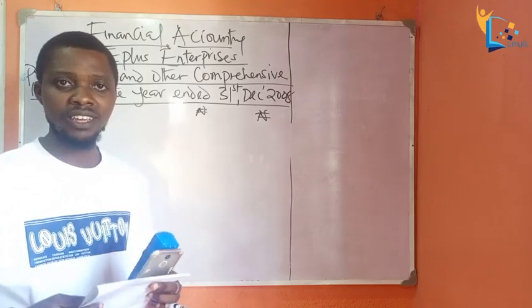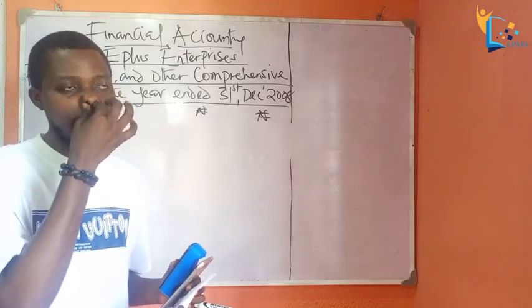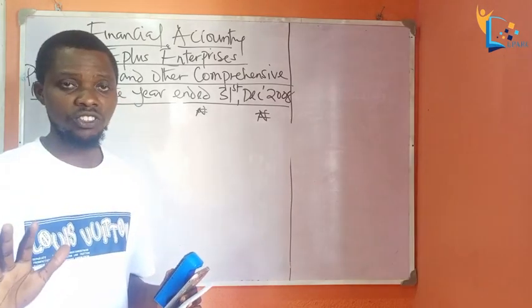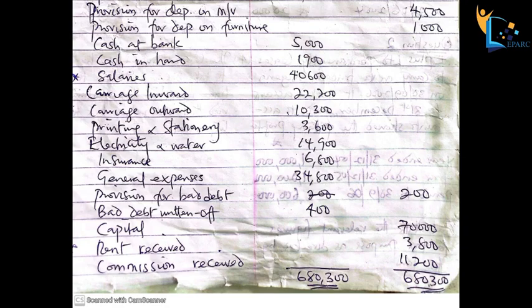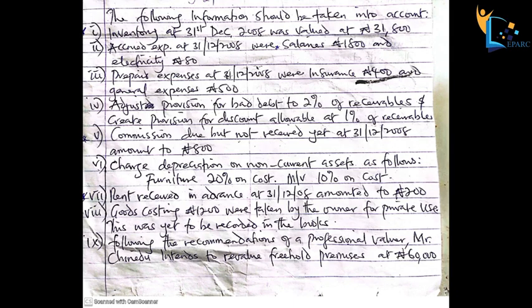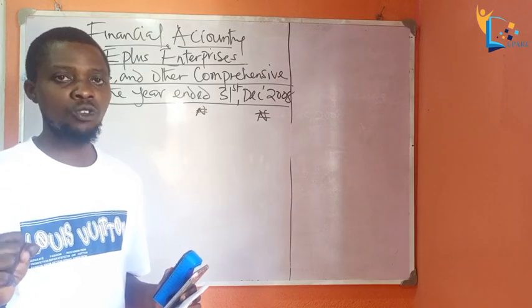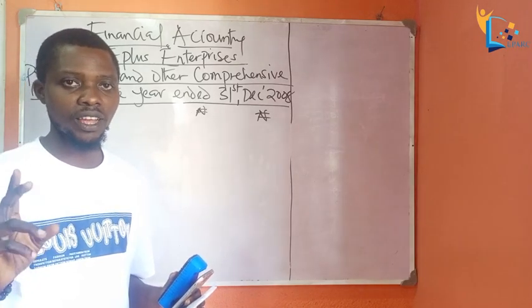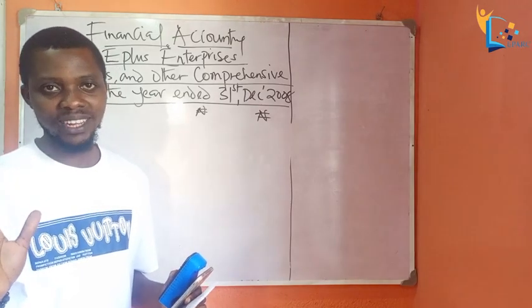So I have drafted a comprehensive question here. I'm going to share it with you on the screen. So I want to use a stone to kill like 2 or 3 birds.